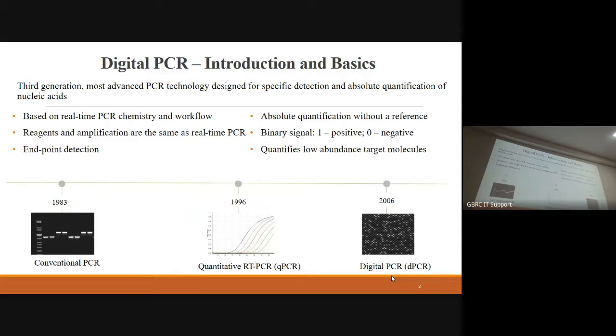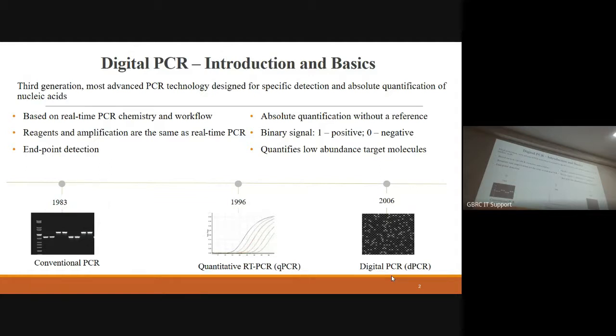Because digital PCR is basically working with a binary pattern, so either 0 or 1. That we will discuss later on. And if you compare conventional PCR, qPCR, that is real-time PCR, and digital PCR, conventional PCR, you know, is the endpoint.